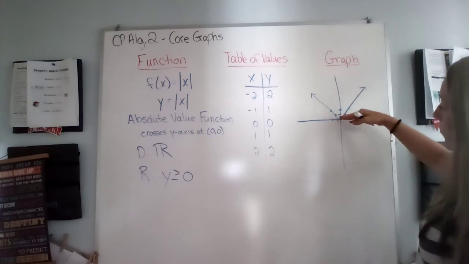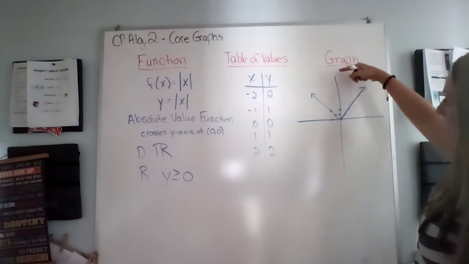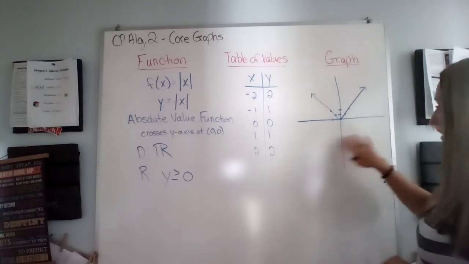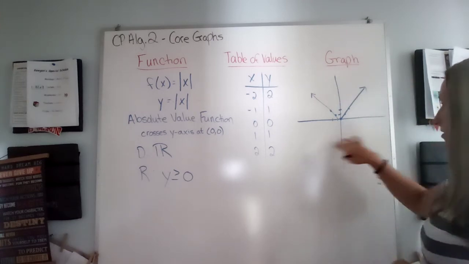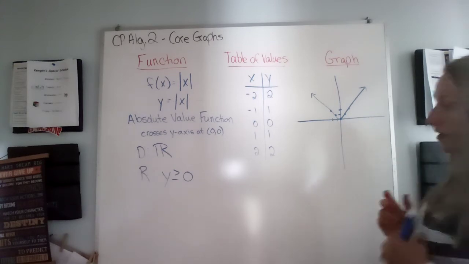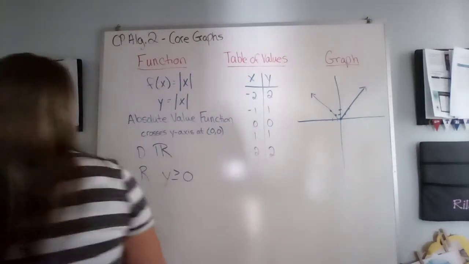You have negative x values, positive x values, 0. But the range, the y values, are only 0 and above. You only have positive y values. You don't have any negative y values. The graph is not down here in these two quadrants where the y values are negative. All right? So that's your third function out of the 8.